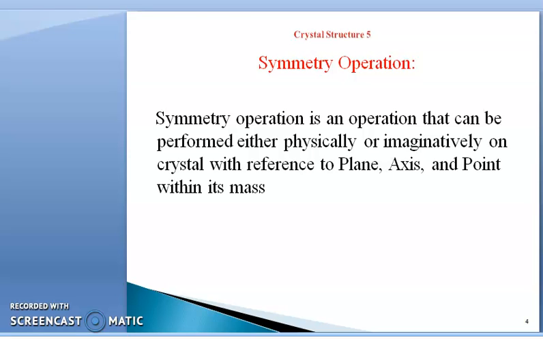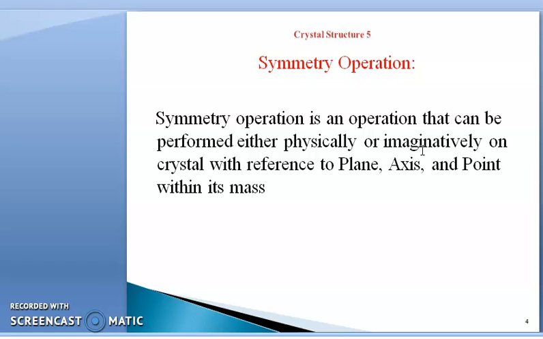Now let us turn towards the operations, I mean, symmetry operations. A symmetry operation is an operation that can be performed either physically or imaginatively on a crystal with reference to a plane, axis and a point within its mass.